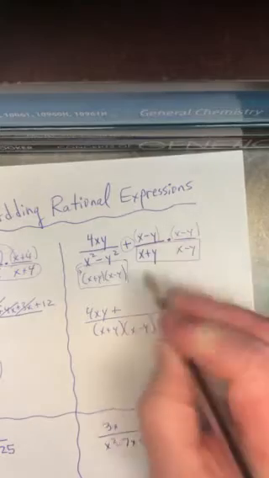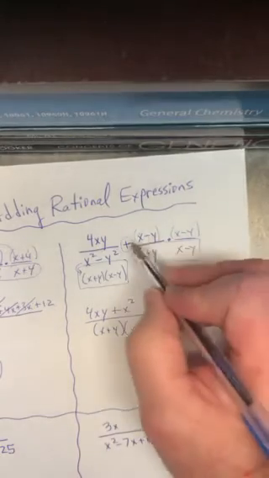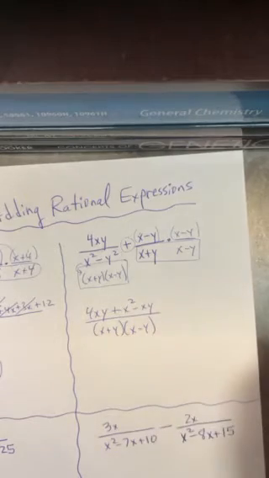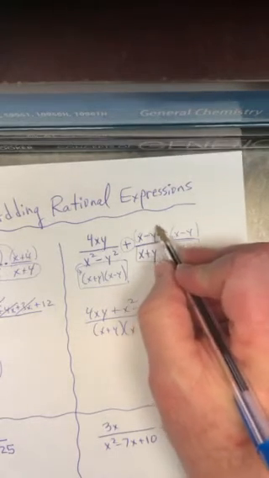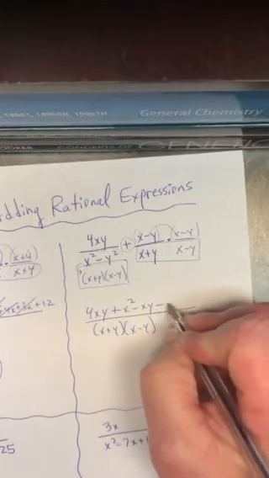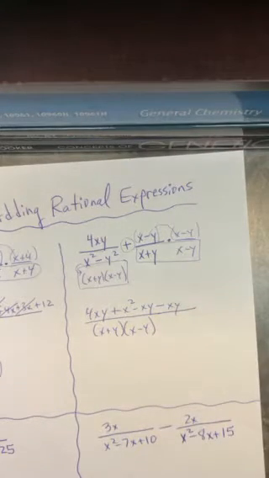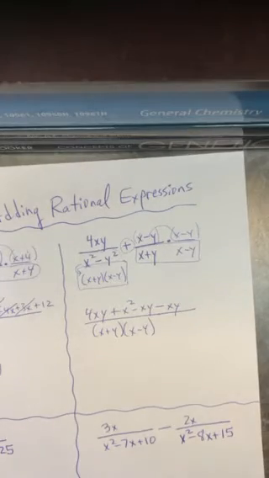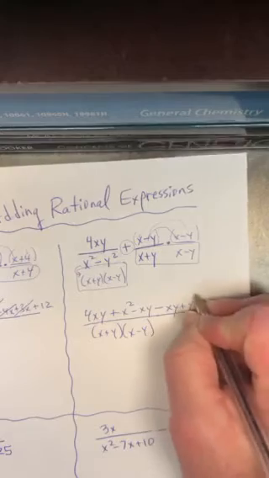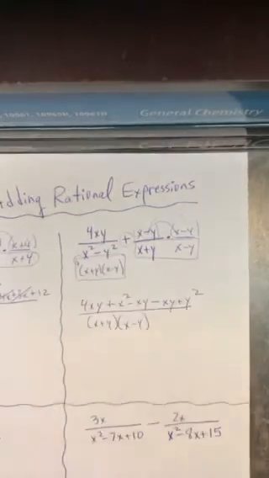x times x, x squared. x times negative y is minus xy. Negative y times x is another minus, might as well write xy instead of yx, right? Keep the xy in that order. And a negative y times a negative y is a plus y squared. Basic algebra, you just have to concentrate.